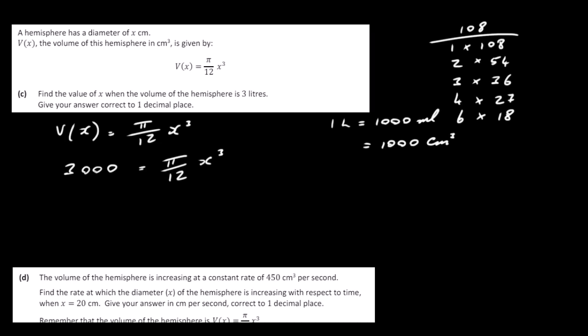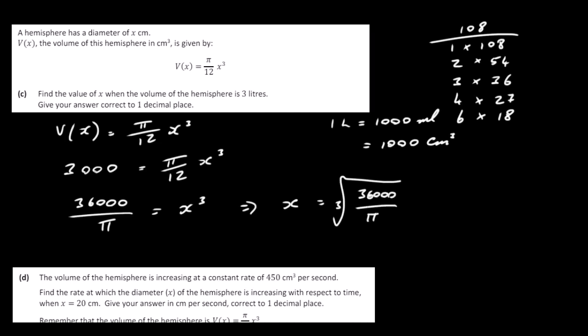We've got to work out the value for x. So first thing you do is multiply across by 12. So 3 times 12 is 36,000. Now we've got to divide by pi. That'll give us our x cubed. And then finally x is going to be the cube root of 36,000 over pi, and you can just do that on your calculator. We need it to 1 decimal place, so it's going to be 22.5, and this time we do have units, it's going to be centimeters, and this is an x, so it's just centimeters. Yeah, that's to 1 decimal place.